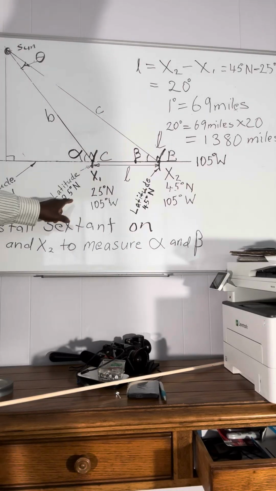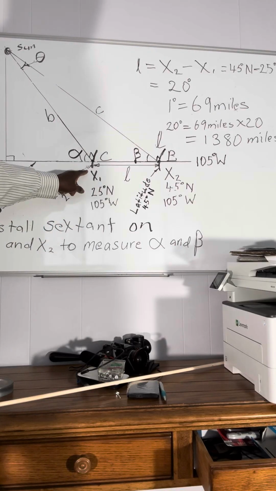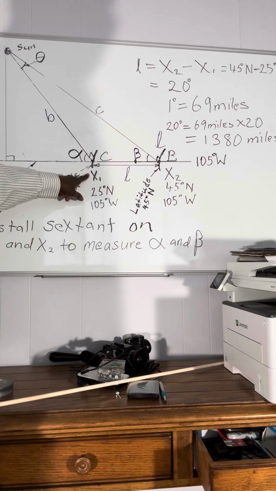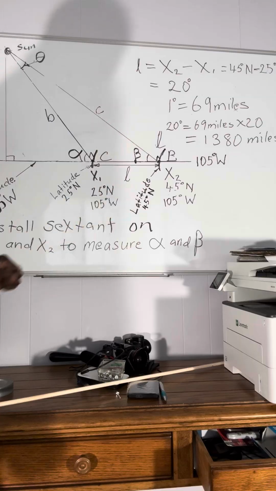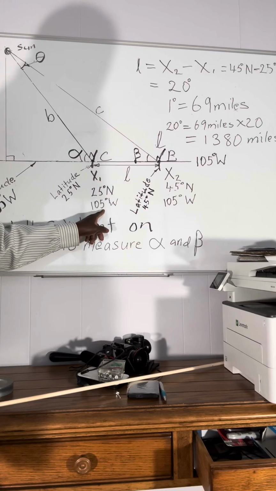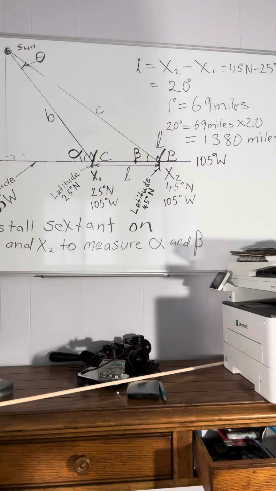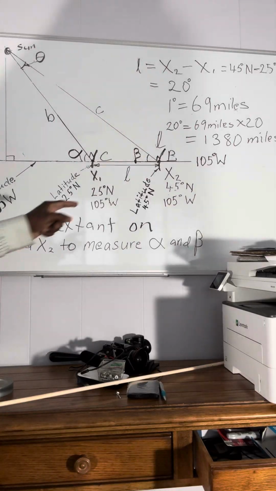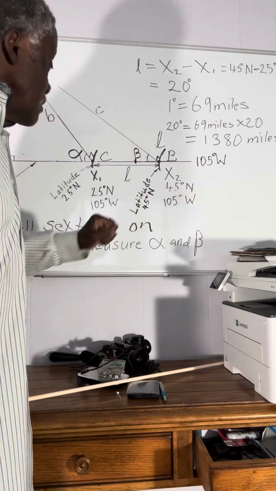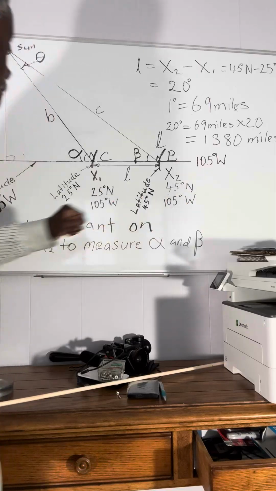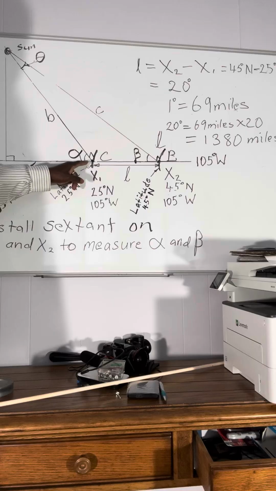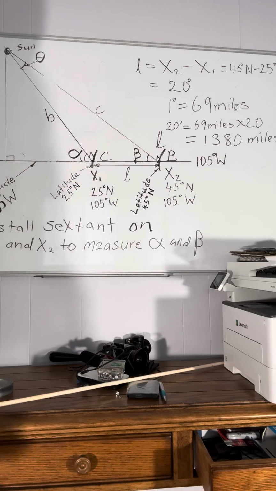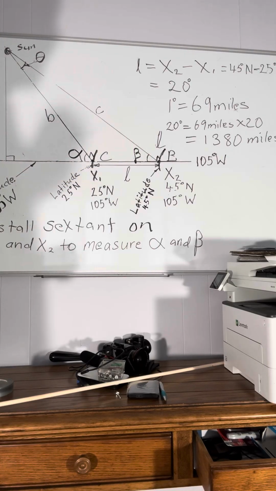These are the two. So I put a sextant here, X1. Its location is going to be 25 degrees north and 105 west. The other sextant will be 45 degrees north and 105 west. We want to measure the angle of elevation of the sun when the sun is exactly on 105 west.